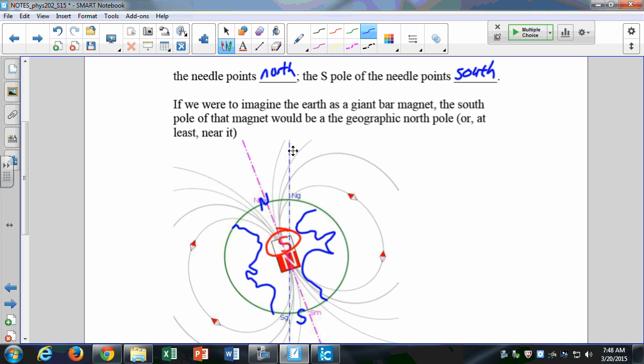And actually, they're not perfectly aligned either. The northern magnetic pole is shifted off from the southern geographic pole and vice versa. But that's not really helpful. The point is just that they're different. They're reversed from what they are.